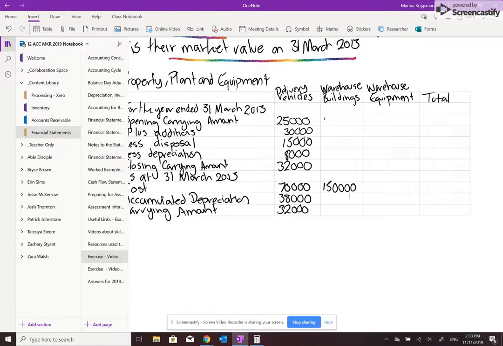Right, now we'll just finish off our property, plant and equipment note. So there's no accumulated depreciation for our warehouse and buildings. So its closing carrying amount, the top part's going to, and our opening's going to be 150,000.